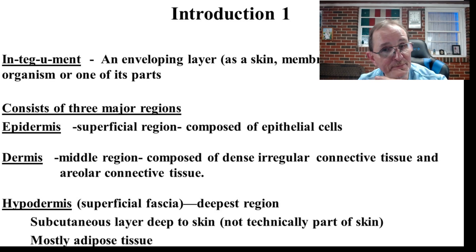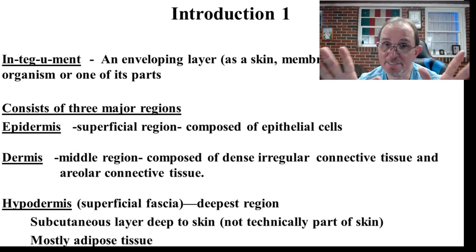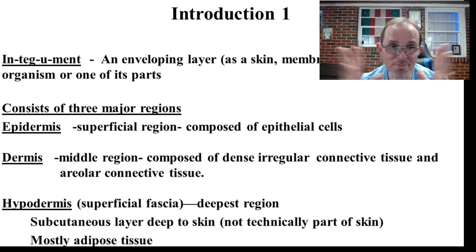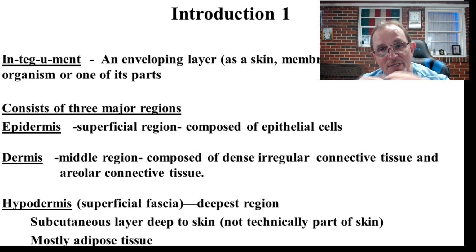Now we've got the epidermis, which is going to be epithelial cells. We've talked about the tissue. We've got the dermis, which has 2 types of connective tissue. The one closest to the epidermis is areolar, and the one underneath it is dense irregular.